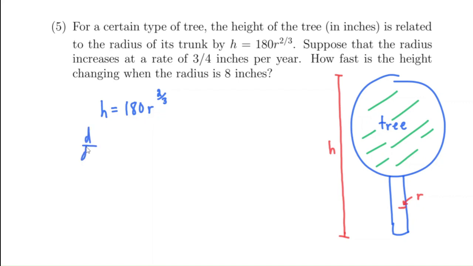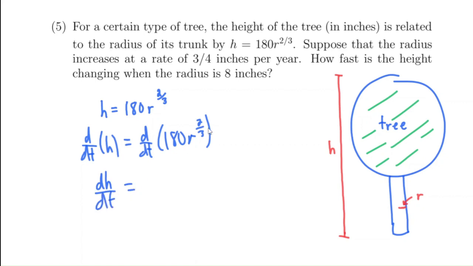So just like before, we're going to take the derivative of both sides with respect to t. And what we're going to get on the left-hand side is really just dh dt. On the right-hand side, when we take the derivative of this, the 2/3 comes out front. Now, 2/3 times 180 is really 120. Times r to the, well, we have to lower this power by 1. That would be negative 1/3, right? 2/3 minus 1, or 2/3 minus 3/3 would be negative 1/3. But then times the dr dt.